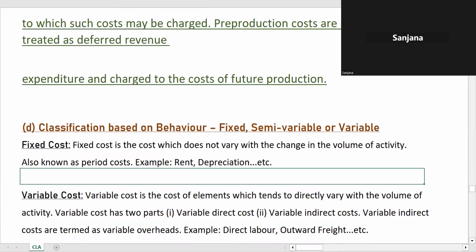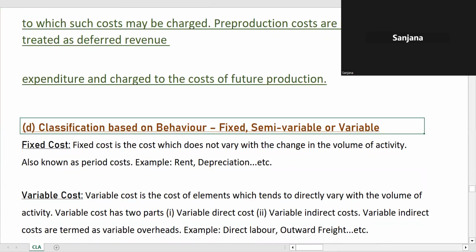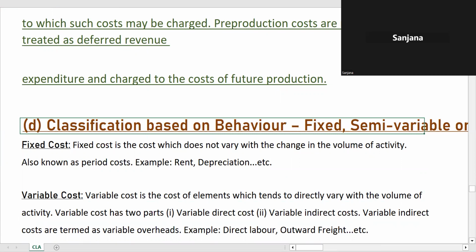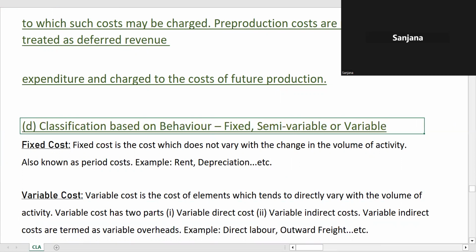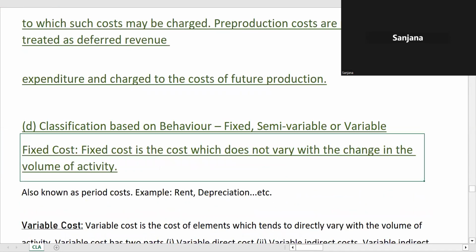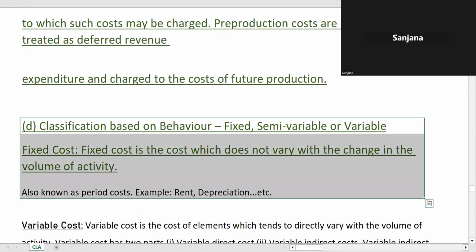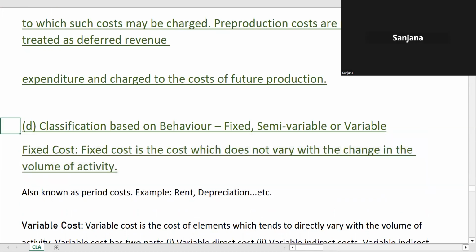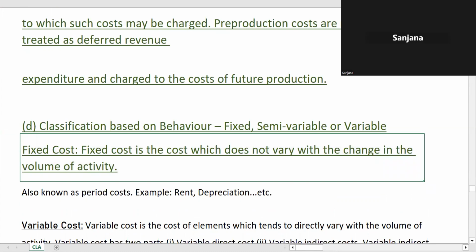Right. Next classification is on the basis of fixed and variable. Fixed, semi-variable, and variable, based on behavior, is called behavioral study. Classification on the basis of behavior. So fixed cost does not change with the volume of activity. This part we are going to study in detail in marginal costing, from next class. Fixed cost does not vary with the change in volume of activity.